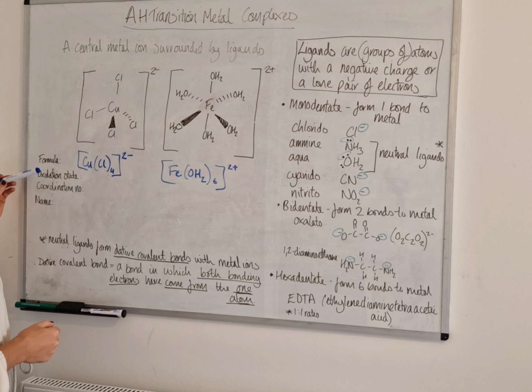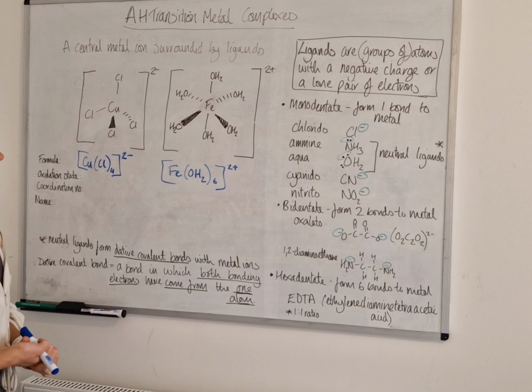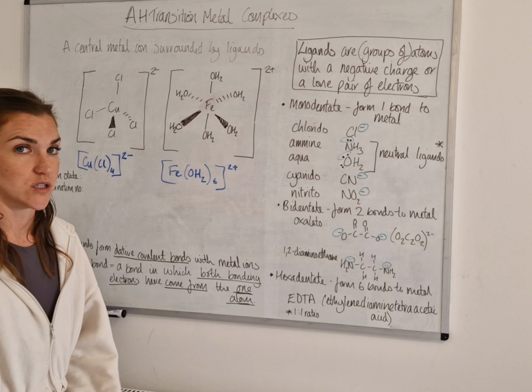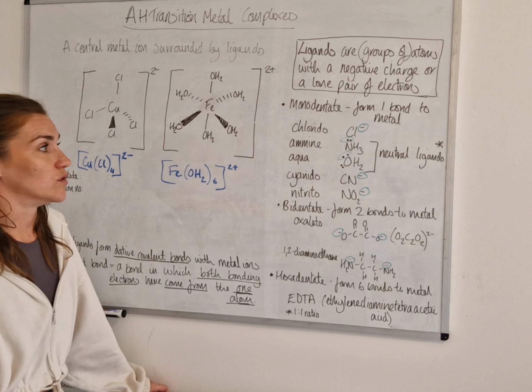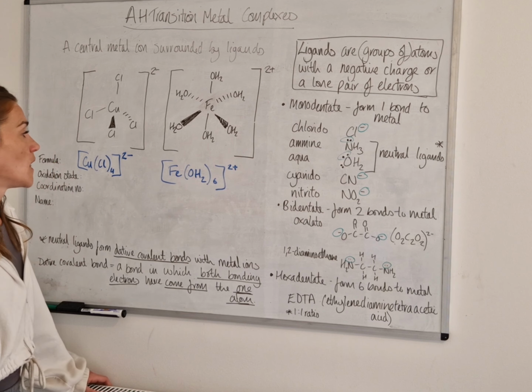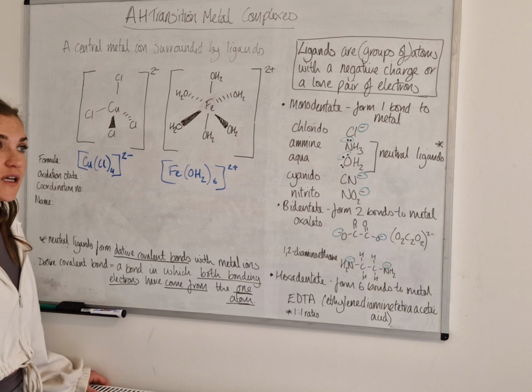The more common things you get asked about are these 3 things here: the oxidation state, the coordination number, and then the name of the complex. So if we look at the oxidation state first, I have done a previous video on oxidation states of transition metals, so you can go and have a look at that if you would like a bit more background on it. But essentially what you're trying to do is work out how many electrons the metal has gained or lost.